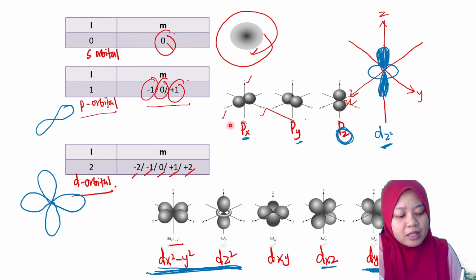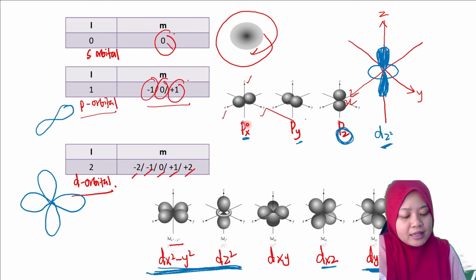Okay, that means its orientation is px, py, pz. That means you have three axes. The axes have to be consistent. If it is px, that means the dumbbell sits on the axis stated in the orbital.